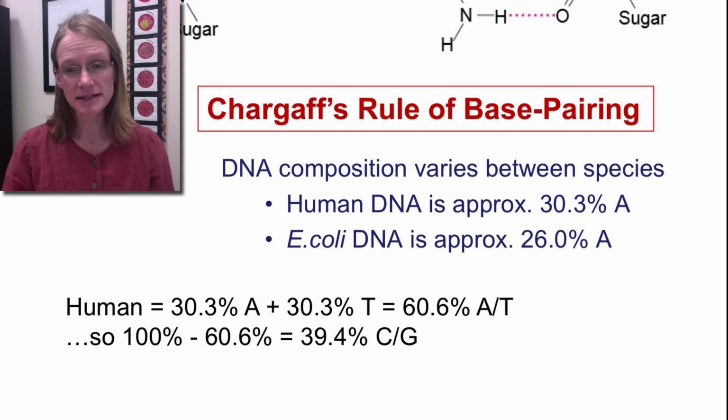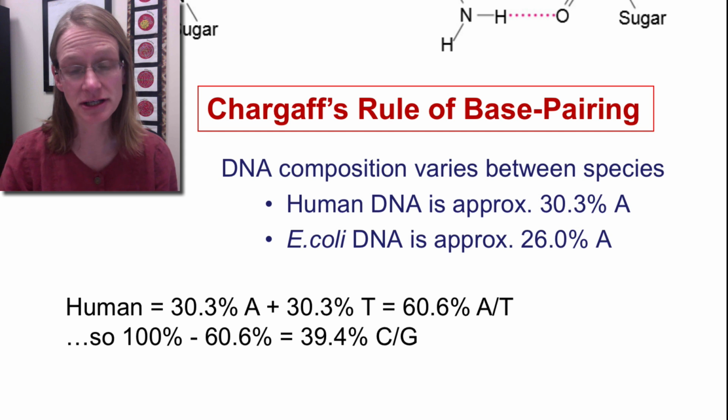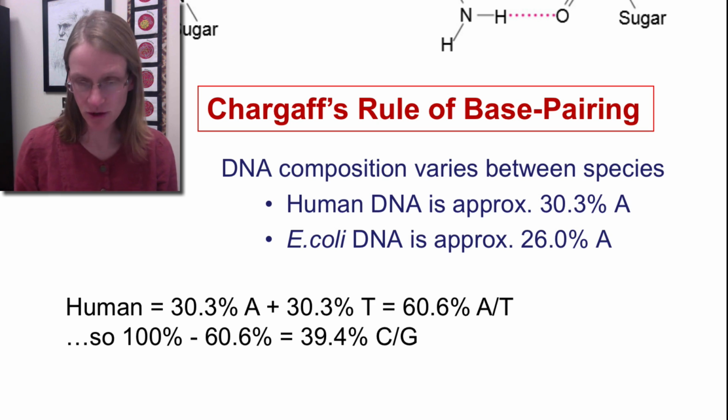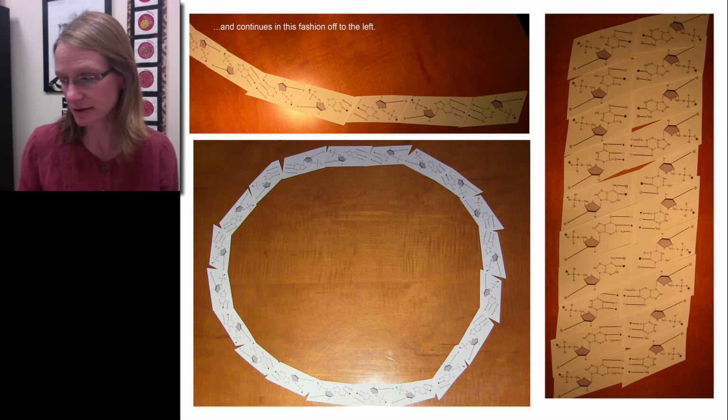So the other thing I wanted to mention is that the composition can vary, but keep in mind that this is simply the proportion of those. It doesn't mean that there's more adenines in human DNA, it just means that the proportion of adenines is a little bit greater.